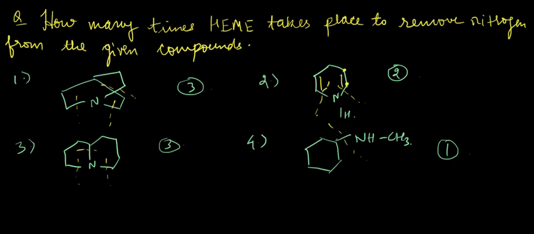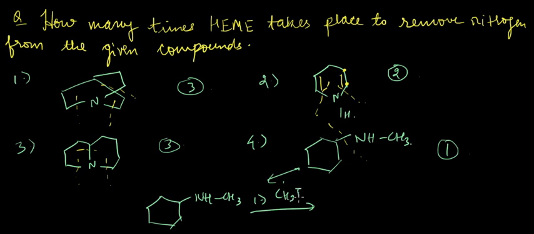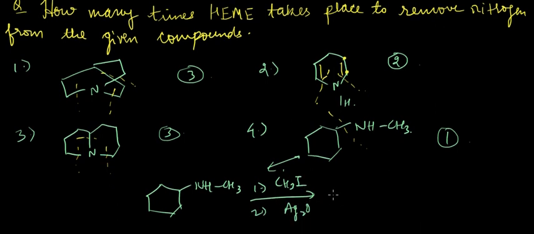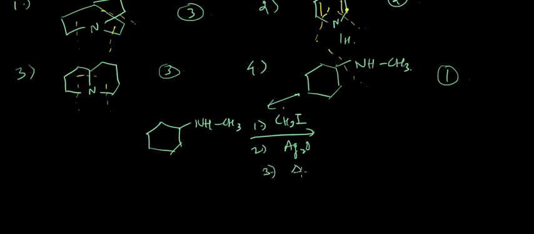Okay, let's see actually how it happens in this case. I'll just elaborate that we have this compound and we will have CH3I, second Ag2O, and third will be heating it. So these are the Hofmann reagents.